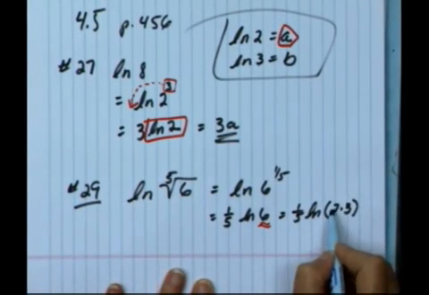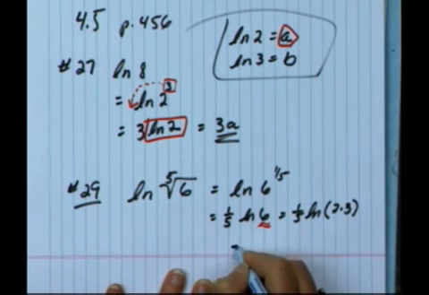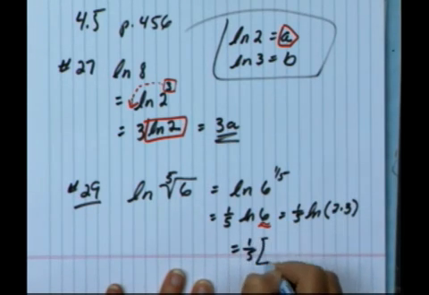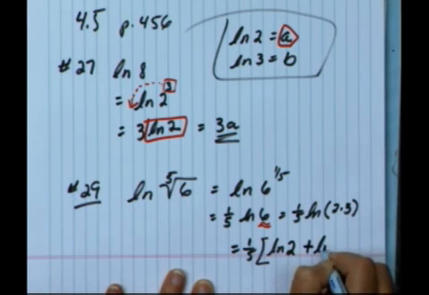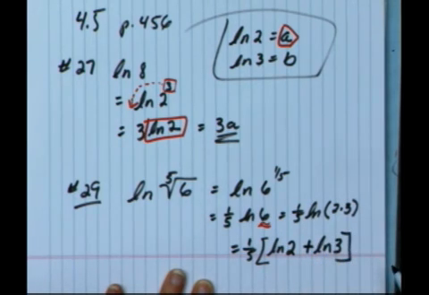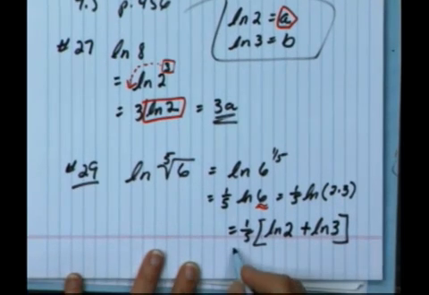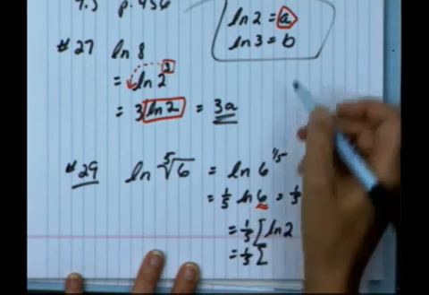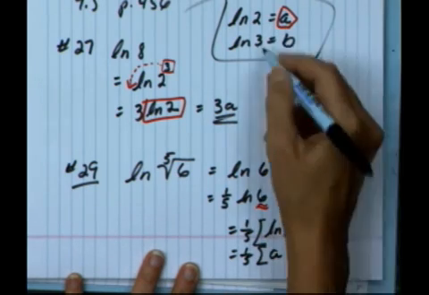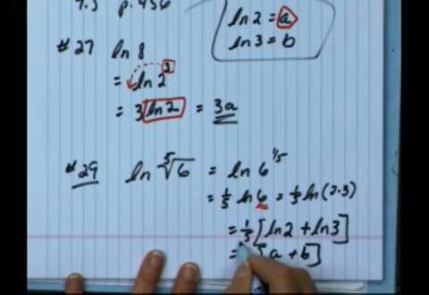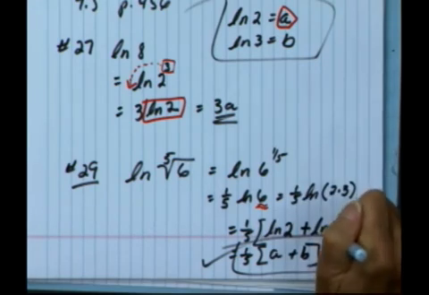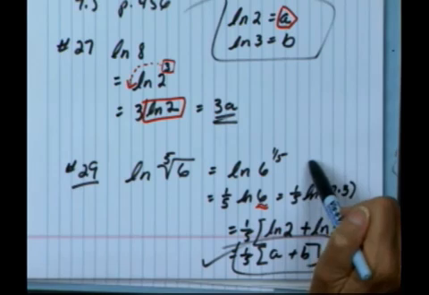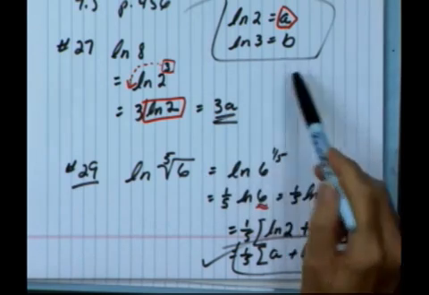Okay, and now my property says that when I'm taking the log of a product, I can rewrite that as natural log of 2 plus natural log of 3. And so we get 1/5 times natural log of 2, they're calling A, plus natural log of 3, they're calling B. And that's all they're trying to do. They're trying to force you to make things fit. So you're having a great time calling this a game. This is a game. Make it fit the rules.